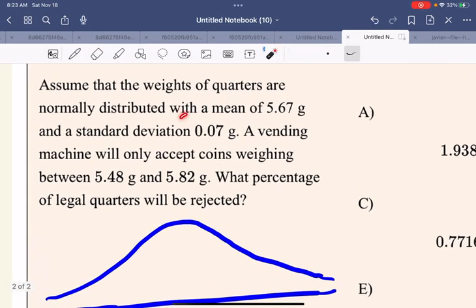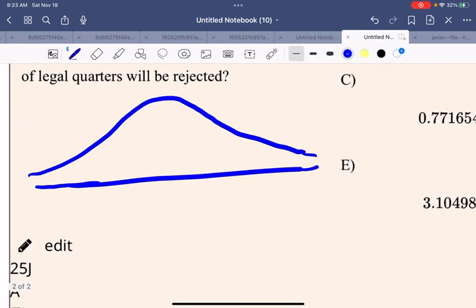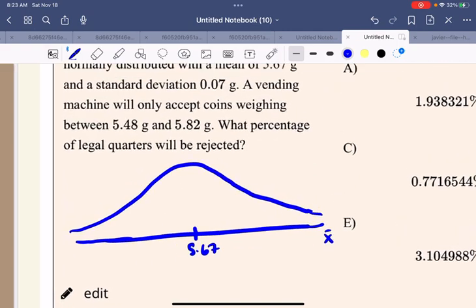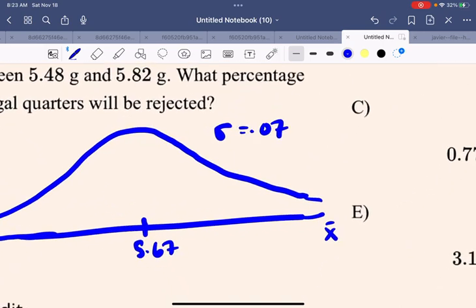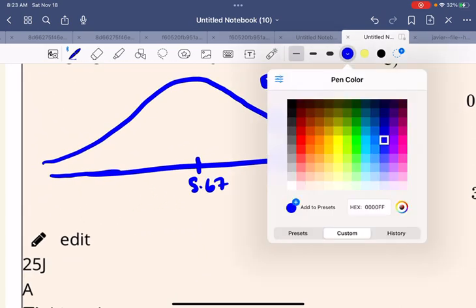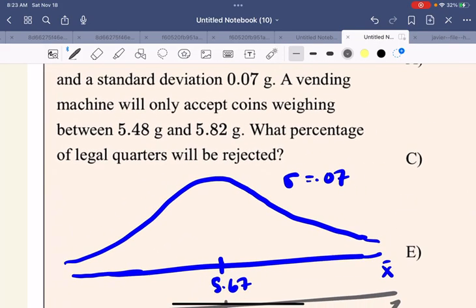So that's the weight of the quarters with an average of 5.67 grams. So we know that the middle of it is 5.67. We're going to call this our x-axis. We know that the standard deviation is 0.07. That's going to tell me how to translate from my x-axis to my z-axis, which measures the number of standard deviations. 0.07.